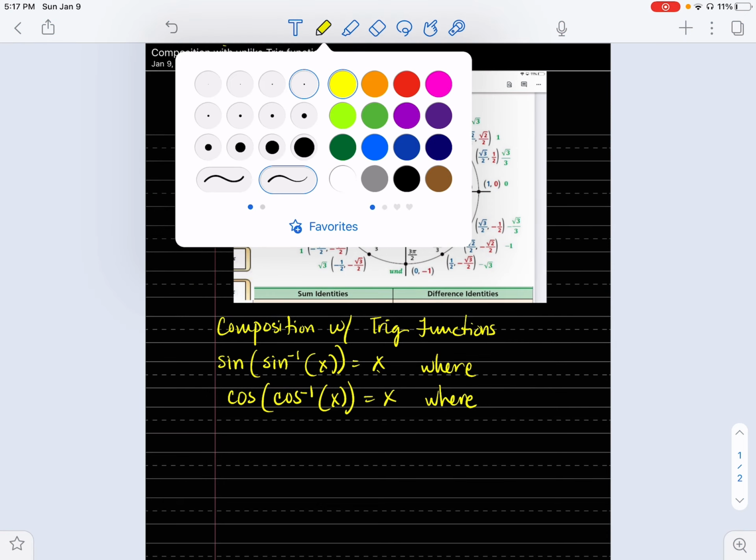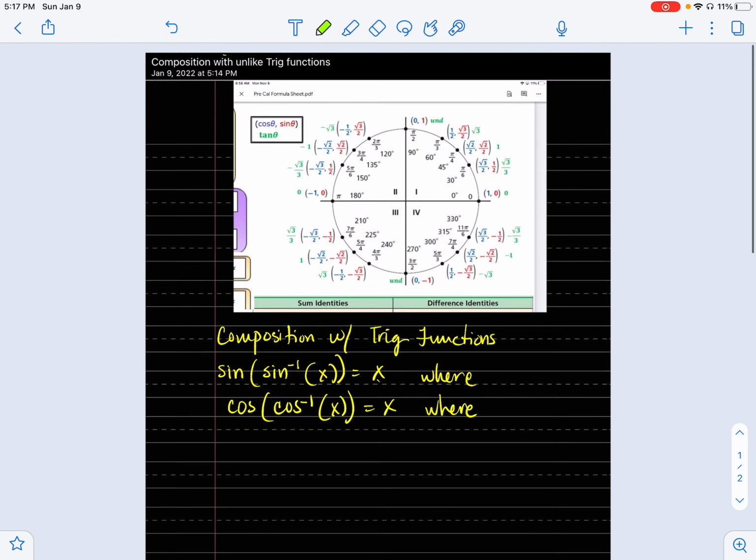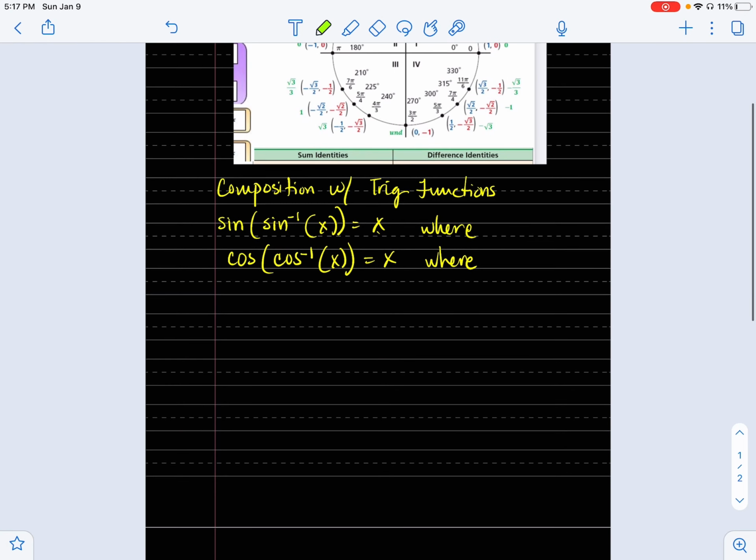So this one is in continuation. What happens when we are composing unlike trig functions? Here's an example, jumping straight to examples. Let's say I have sine function composed with tangent inverse of half, and then I need to find the answer to that. This is the one where one is sine and one is tangent inverse, so obviously I can't cancel them out. I can't really cancel them out because they're not inverses of each other.